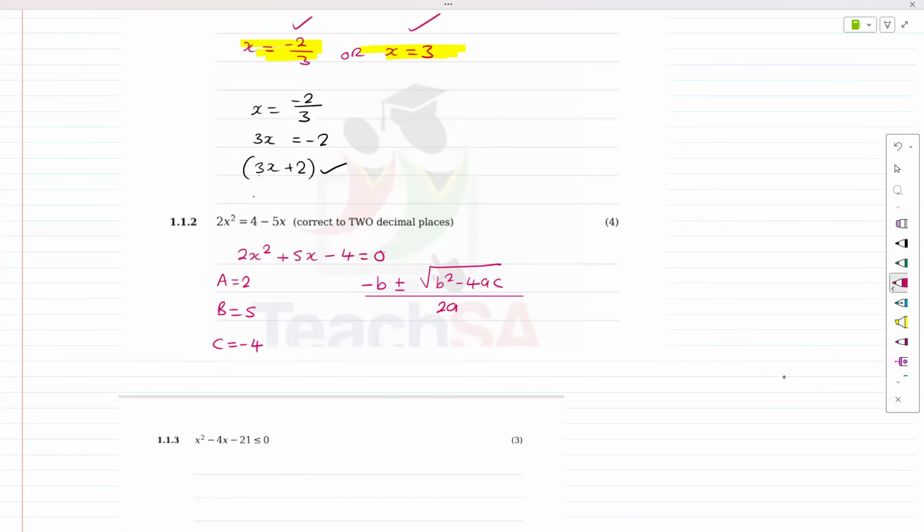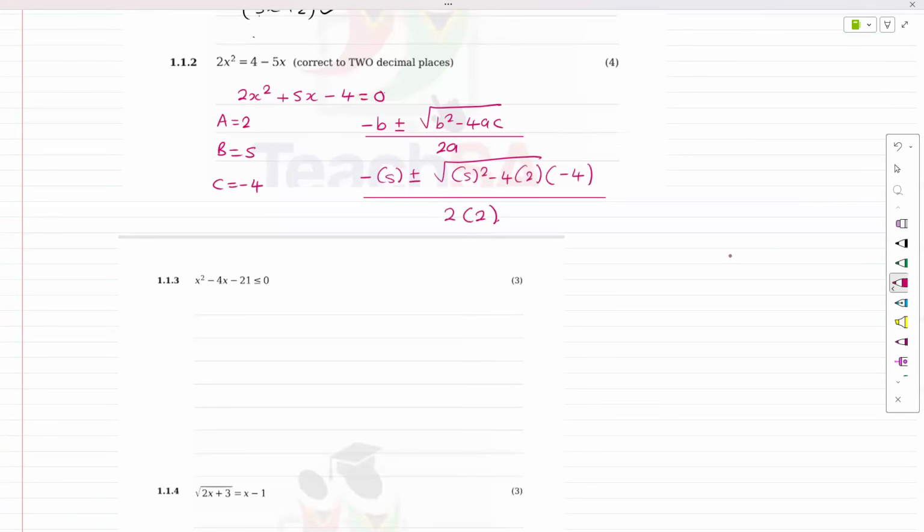Okay, now we work with the next part, which is the substitution. That's minus 5 plus or minus the square root of 5 squared minus 4 into a into c, all over 2 into a. Okay, and then our two answers are x equals 0.64 and x equals minus 3.14. And that's all there is to this part.